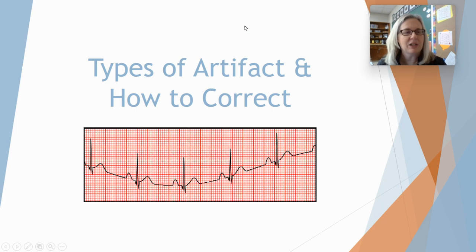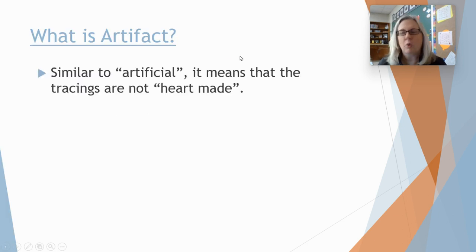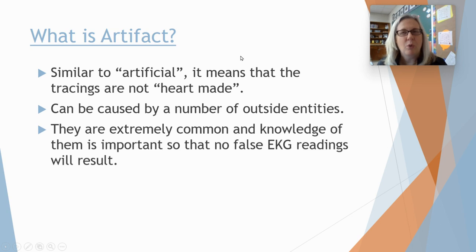All right, last part of this is going to be quick. Types of artifact and how to correct them. So artifact is a word that's kind of similar to artificial. It means they're not coming from the heart. It can be caused by lots of different things, but you need to know when to recognize it so that you're not getting a false reading.